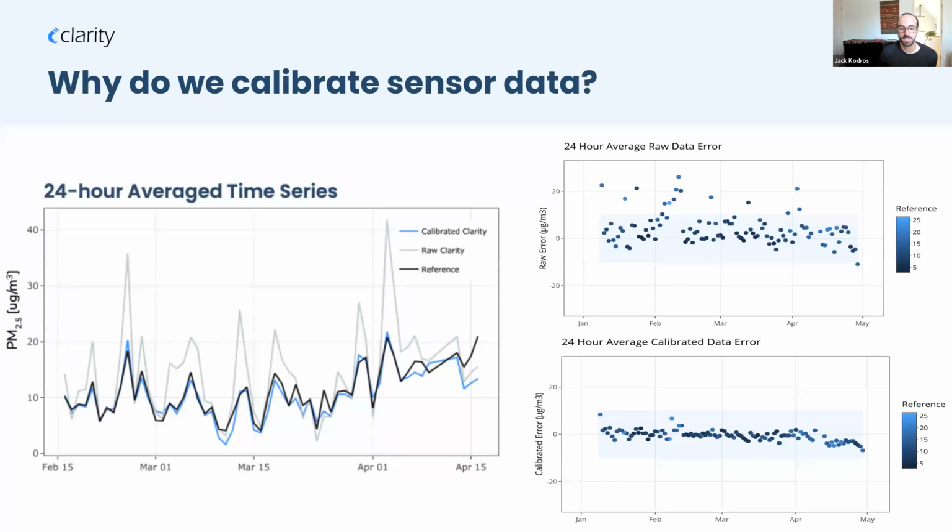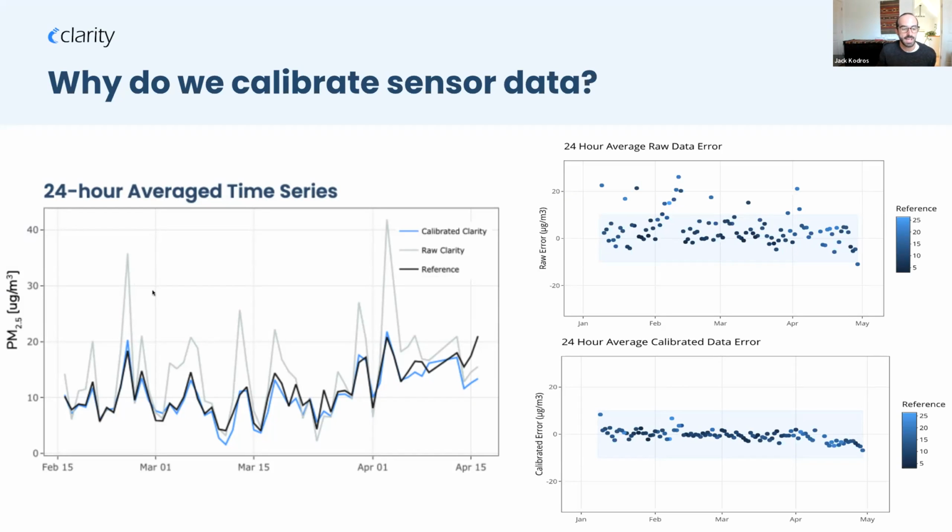So here's an example. This is in Los Angeles, California. You will be able to look at this data more in detail as part of your homework. But on the left, we can see a time series. The light gray is the raw data or the uncalibrated data, the out-of-the-box data. And the black is the reference instrument. And you can see the uncalibrated data is following along with the reference instrument.